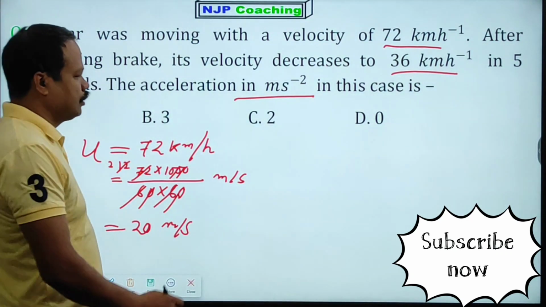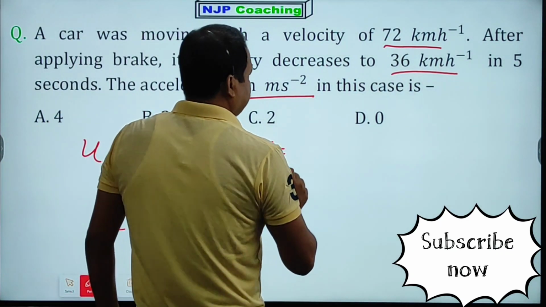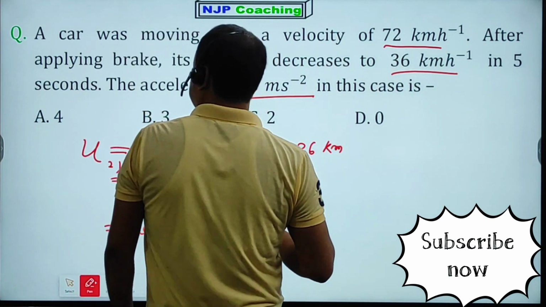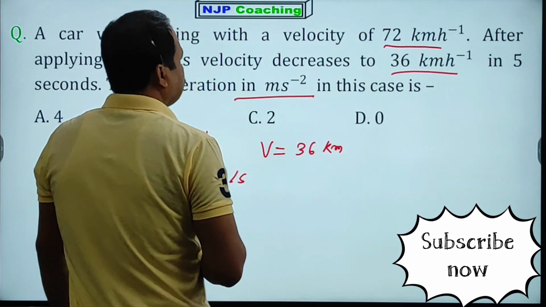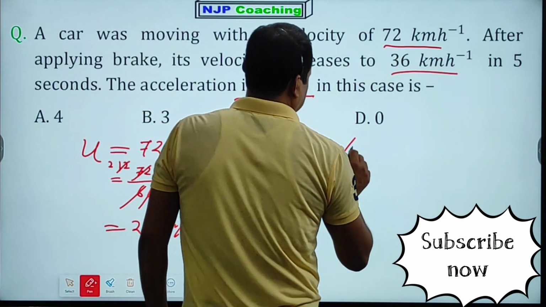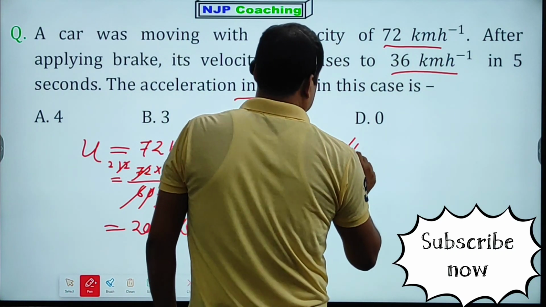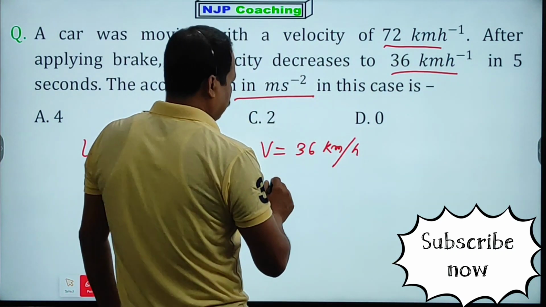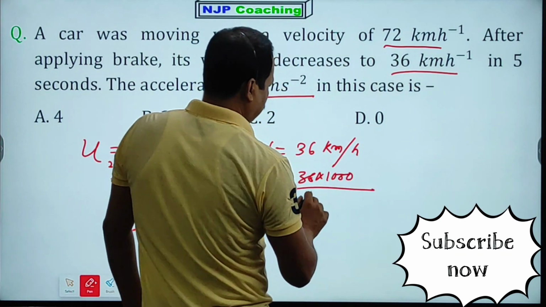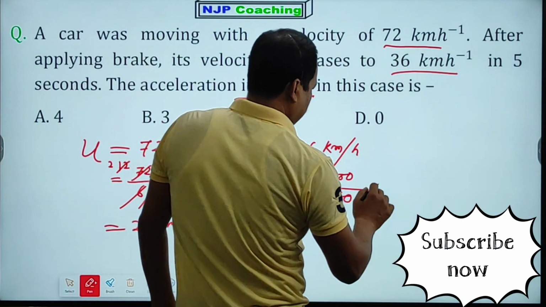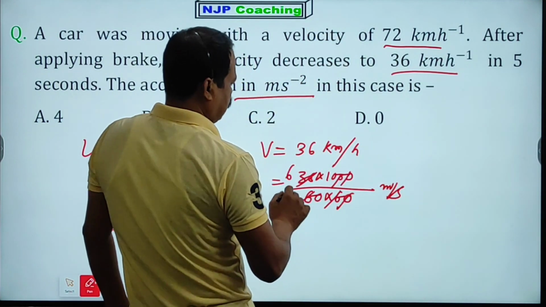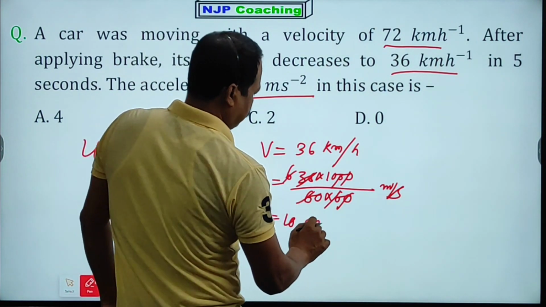This is initial velocity. Final velocity, 36 kilometer per hour. So it will become 36 into 1000 in the same way, 60 into 60 meter per second. On cancellation, it will become 10 meter per second.